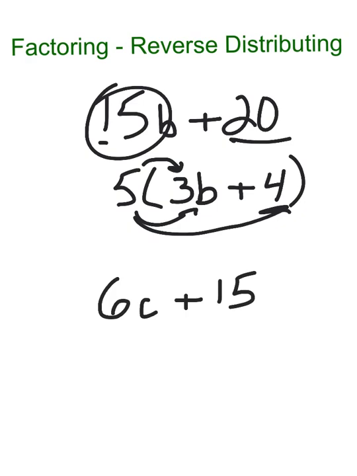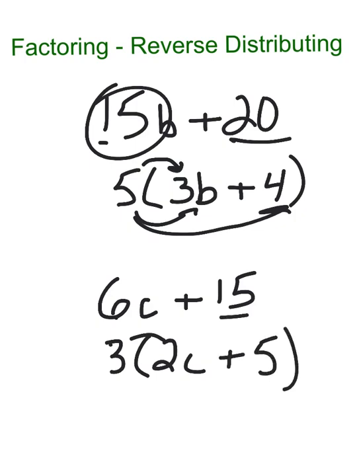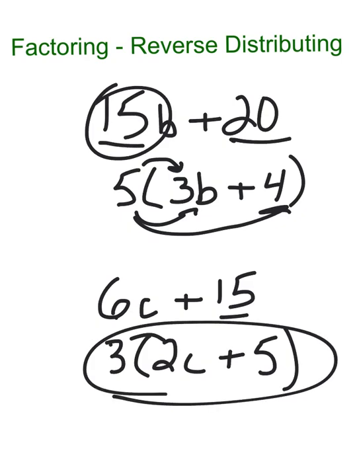For this one, I would take 6c plus 15. I have to find out what goes into both 6 and 15. 1 doesn't, 2, no, 3. 3 does. 4, 5, 6, and it's only 3. So I'll pull 3 out of there. I have to have 3 times something equals 6c. That would be 2c, because 3 times 2 is 6. 3 times 2c is 6c. Plus, to get this 15, 3 times something is 15. 3 times 5. So that is our answer for that one.